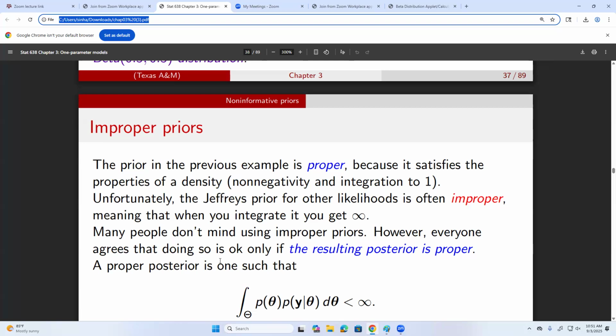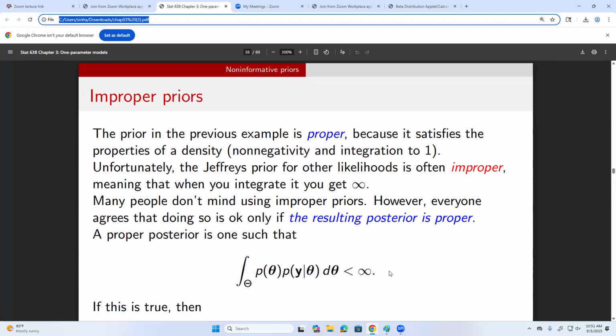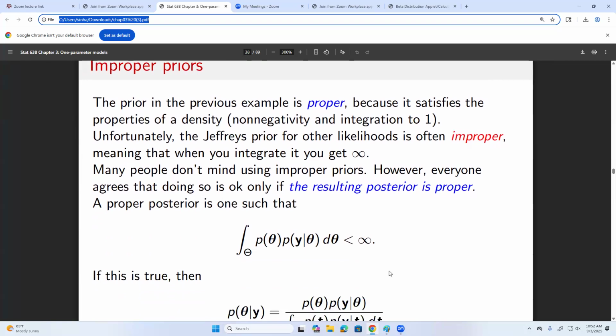However, everyone agrees that doing so is okay only if the resulting posterior is proper. We don't mind using an improper quantity as the prior distribution, but for the resulting posterior distribution, we need to make sure it is a proper density function. If it is not, then I cannot calculate the mean, variance, or uncertainty quantification; nothing will be meaningful. Therefore, what matters is the posterior distribution.